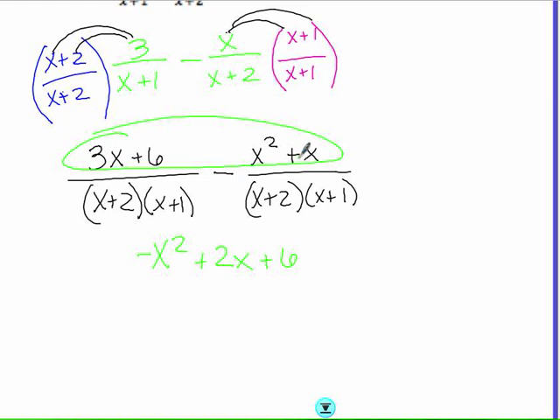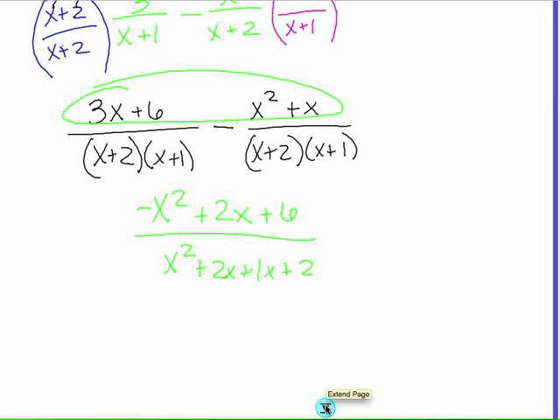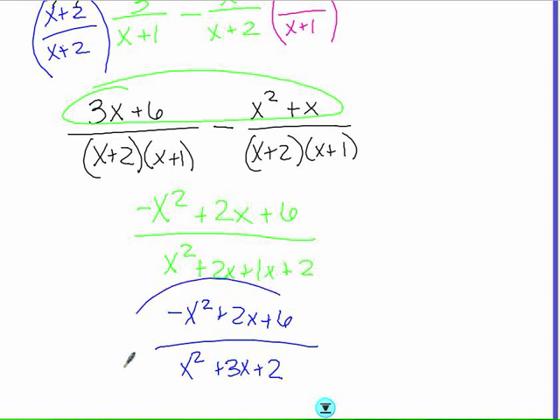If you combine like terms here, this is what you get, with a denominator we're going to leave the same. Or you can multiply it out: x plus 2 times x plus 1. If you did that, you'd have to take it one step further to simplify. So you get negative x squared plus 2x plus 6 in the numerator. In the denominator, you get x squared plus 3x plus 2. That should be the final answer, the most simplified version of it.